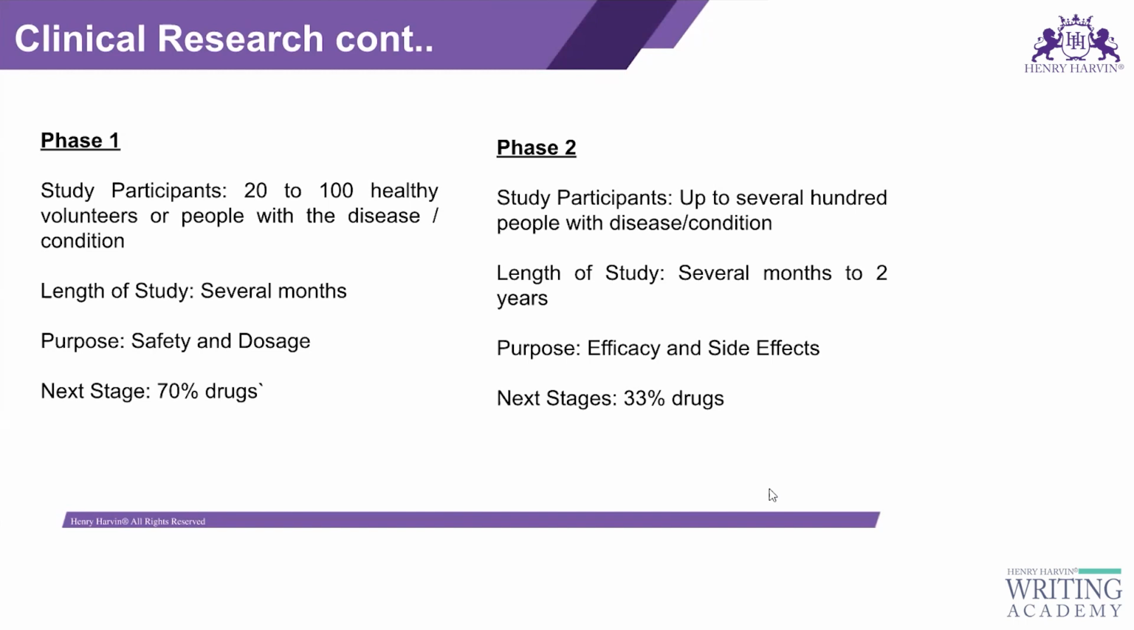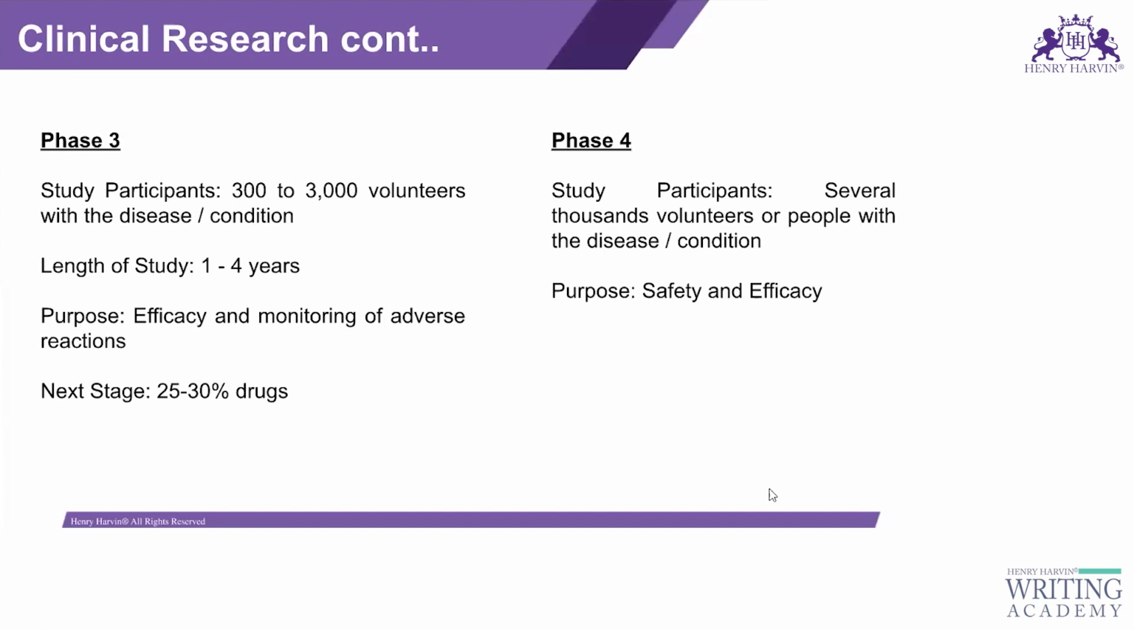That may vary. The purpose is to get more knowledge about the safety and efficacy of the drug, and nearly 33% of the drugs move to the next stage, phase 3. In phase 3, the study participants are again increased, from 300 to 3000 volunteers with the disease condition. The length of the study is approximately 1 to 4 years.